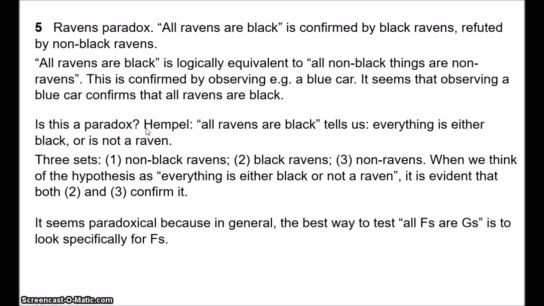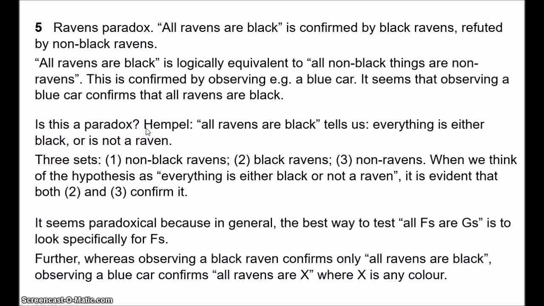It also might be worth noting an important logical difference. The observation of a black raven only confirms the hypothesis all ravens are black. It falsifies a hypothesis that all ravens are yellow or that all ravens are red and so on. In contrast, the observation of a blue car confirms all ravens are black, but it also confirms all ravens are red and all ravens are yellow and so on. Only once you've observed all the non-black things and confirmed that there are no ravens among them can you eliminate the hypothesis that all ravens are red.